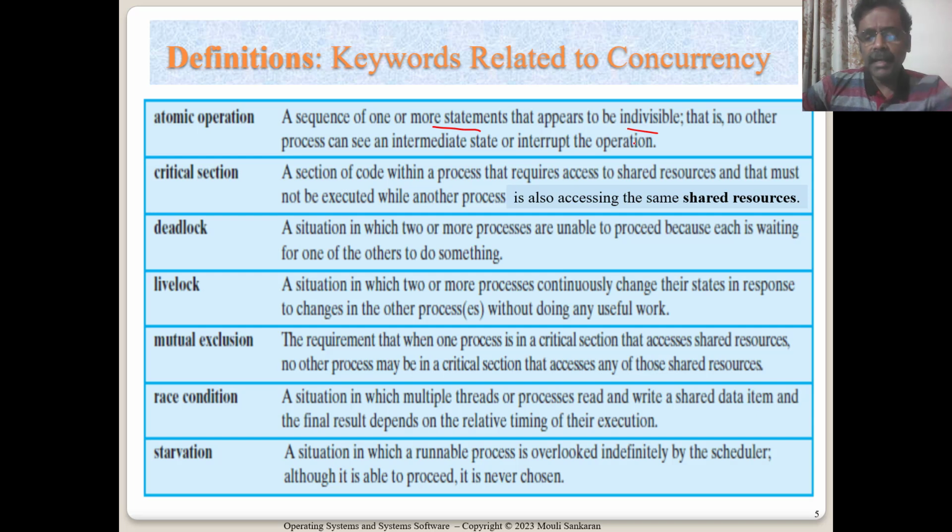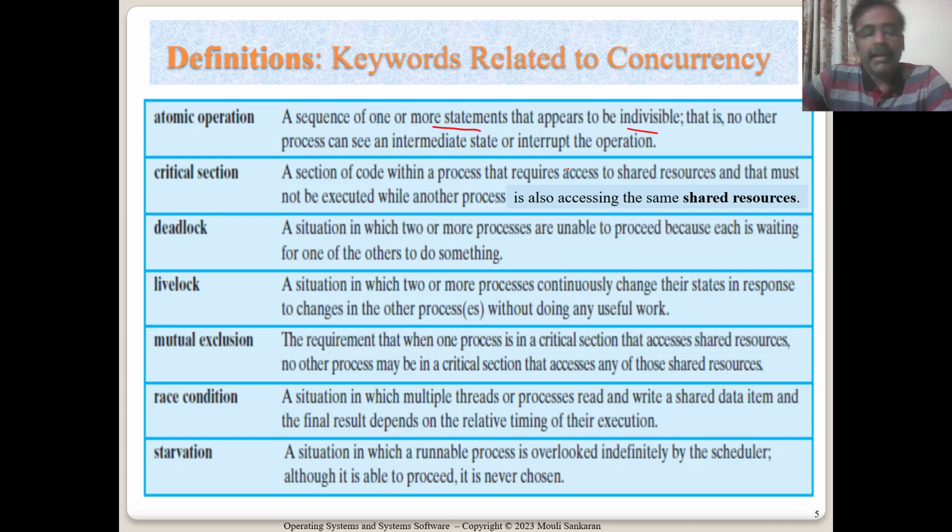That means they need to be executed without any interruption in between. They should continue, and no other process should interfere in between. That is, no other processor can see an intermediate state or interrupt the operation. Once it has started, it should complete. So that is what is called an atomic operation.